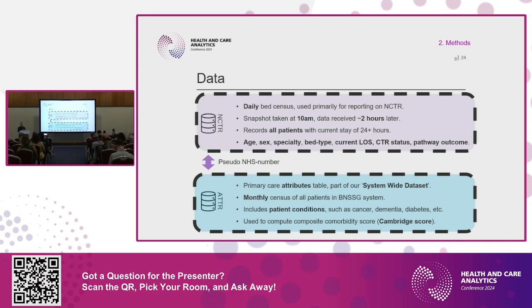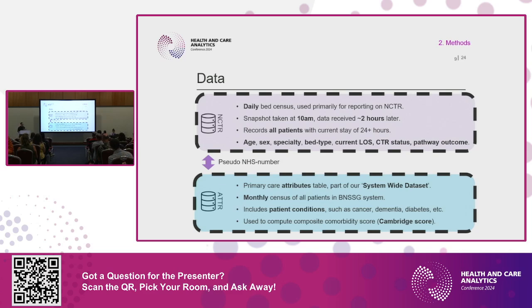At 10 in the morning, a snapshot is taken of all patients that have been in that acute bed for longer than 24 hours. And this captures their age, their sex, the admitted specialty, the bed type, their current length of stay, their CTR status, and their pathway outcome. And that is like if they're already on a queue or not, and that's what that relates to.